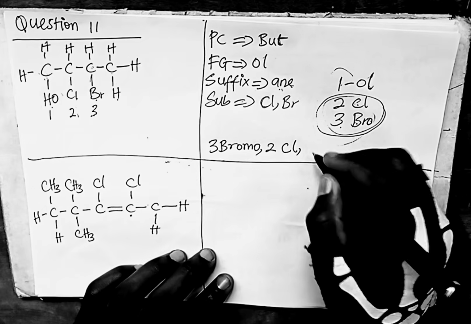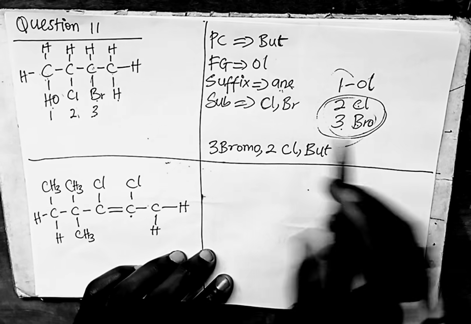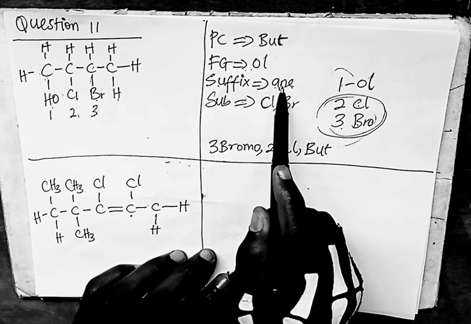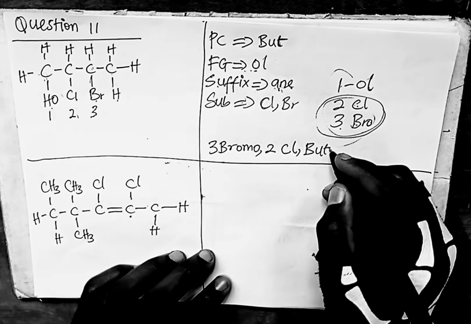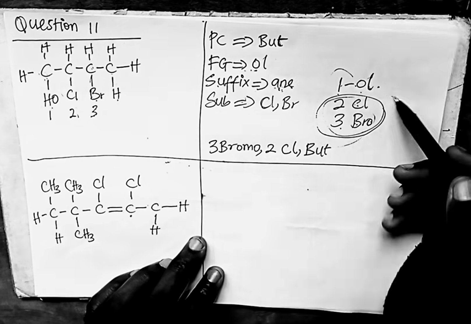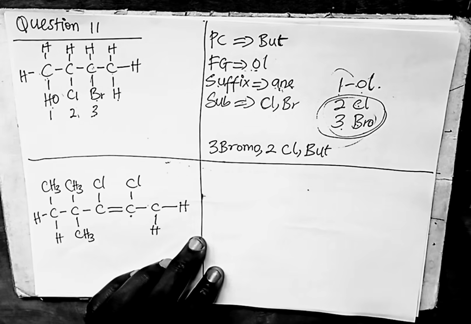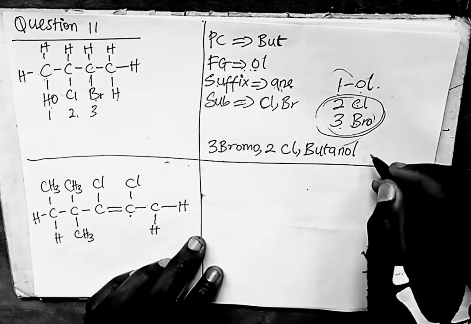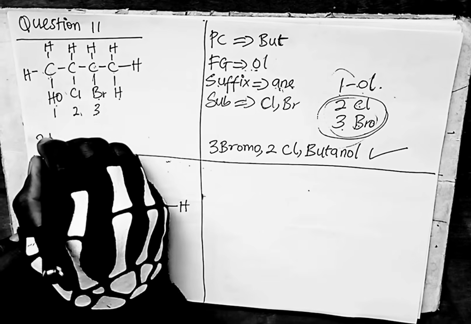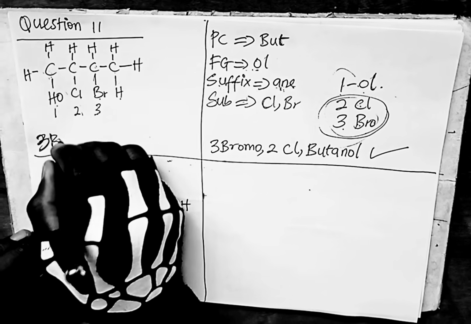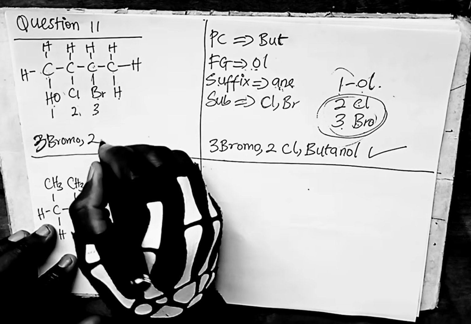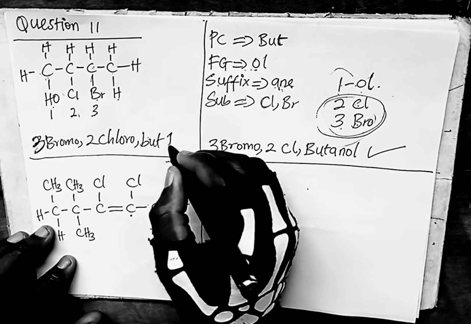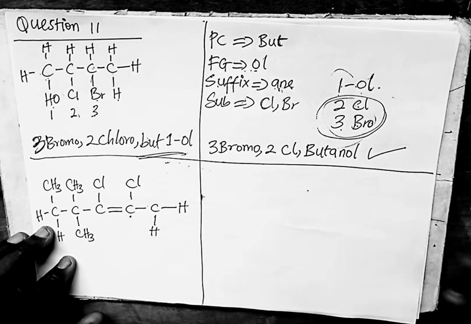The parent chain is but. The suffix is "ol". We are not going to remove this "ene" and replace it with "ol". But-1-ol and butanol are the same thing, so we just put butanol. This is correct. If you still say 3-bromo, 2-chloro, but-1-ol, it's still the same thing. It's still correct. It's the same compound.